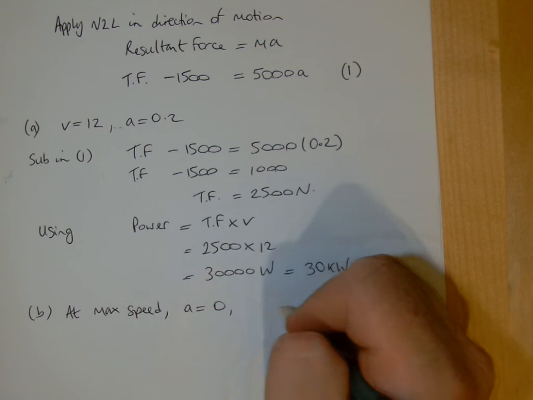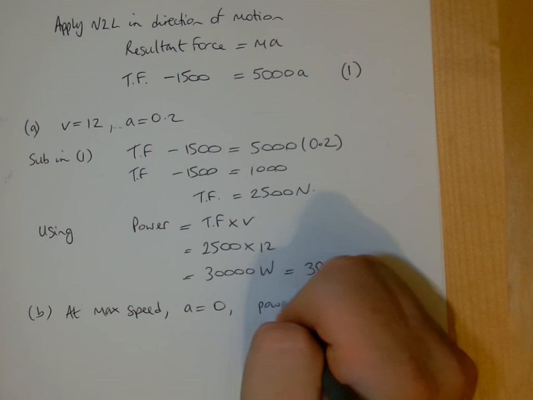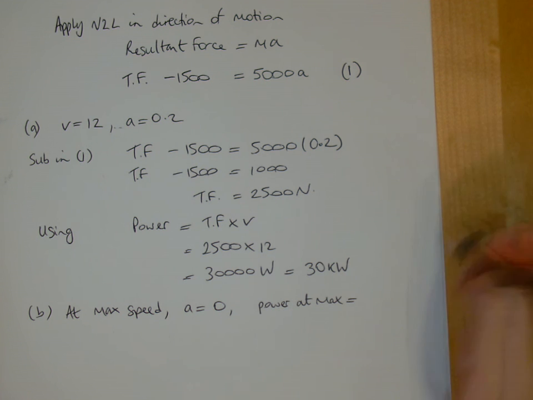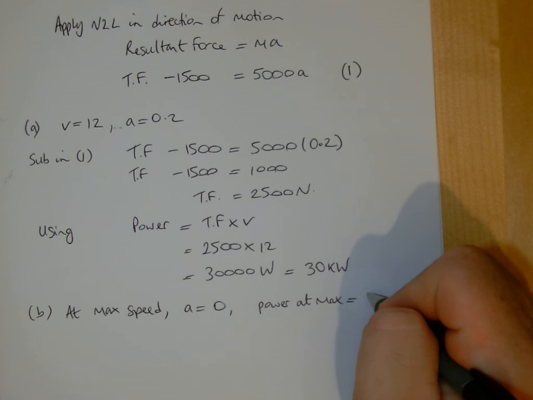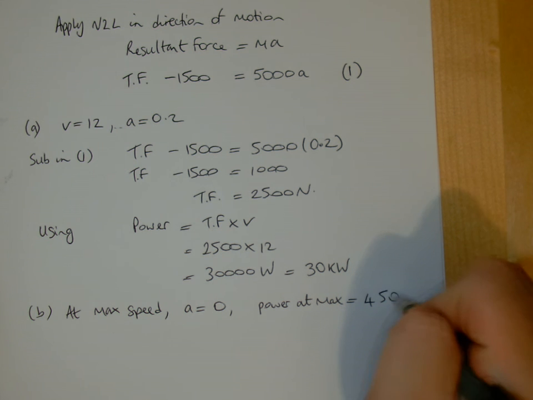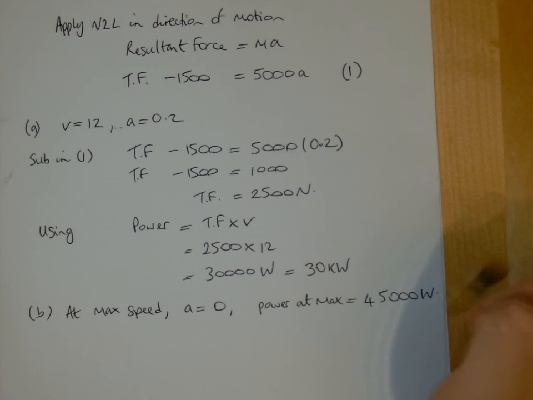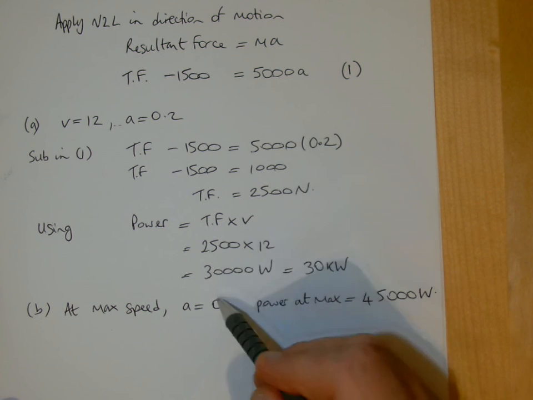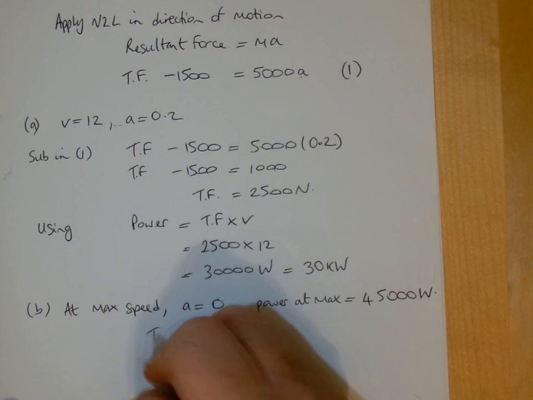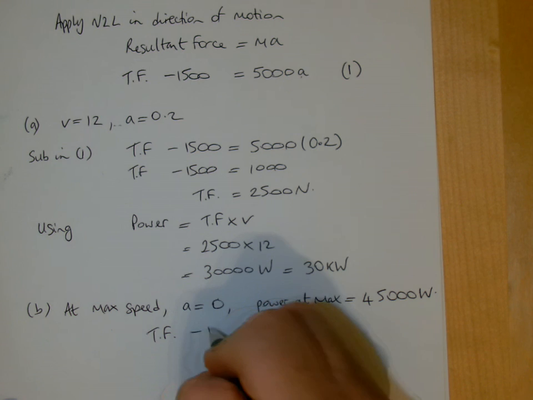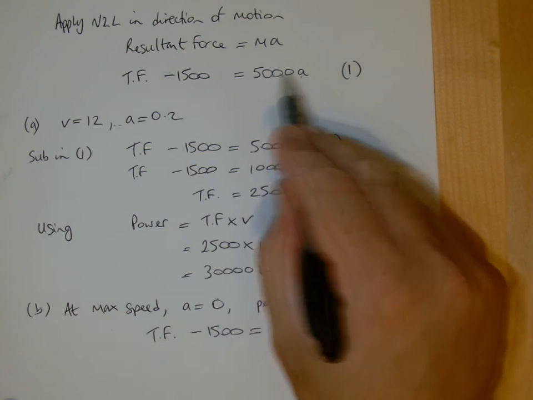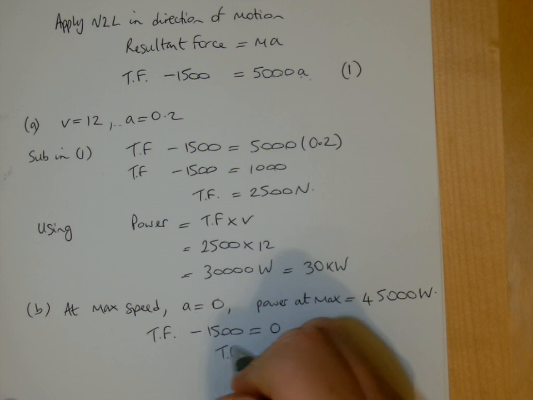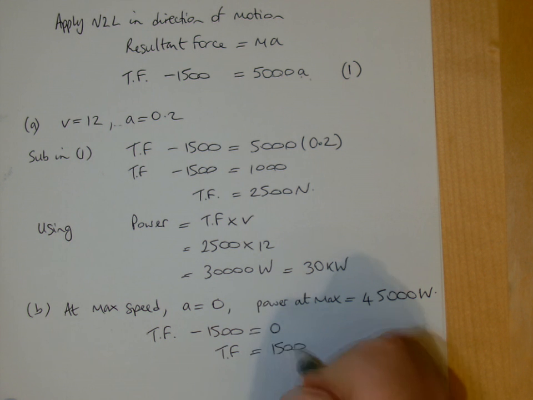Also, because it's at its max speed, the power will be at its max. The engine's working to its max capacity, so that will be 45 kilowatts, which is 45,000 watts. If you go back to equation 1, because the acceleration is 0, you'll have tractive force take away 1500 equals 5,000 times 0, which is 0. So the tractive force will simply equal 1500.